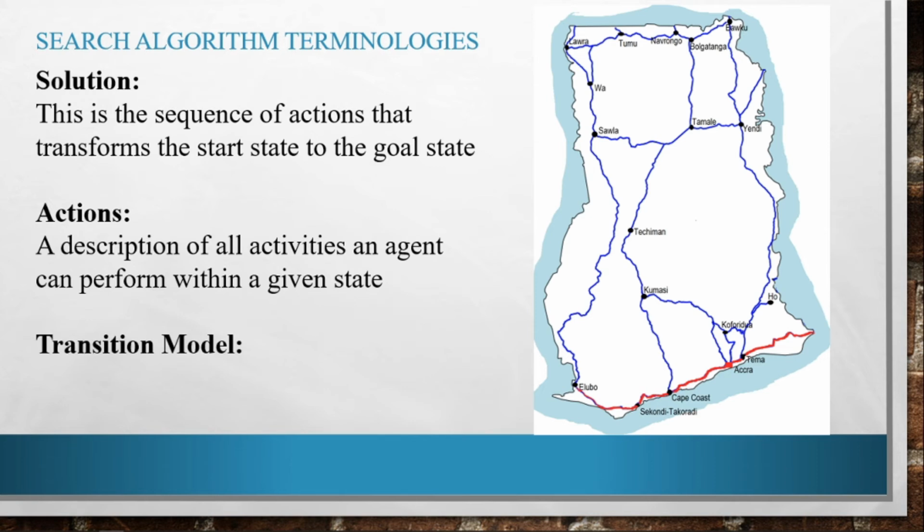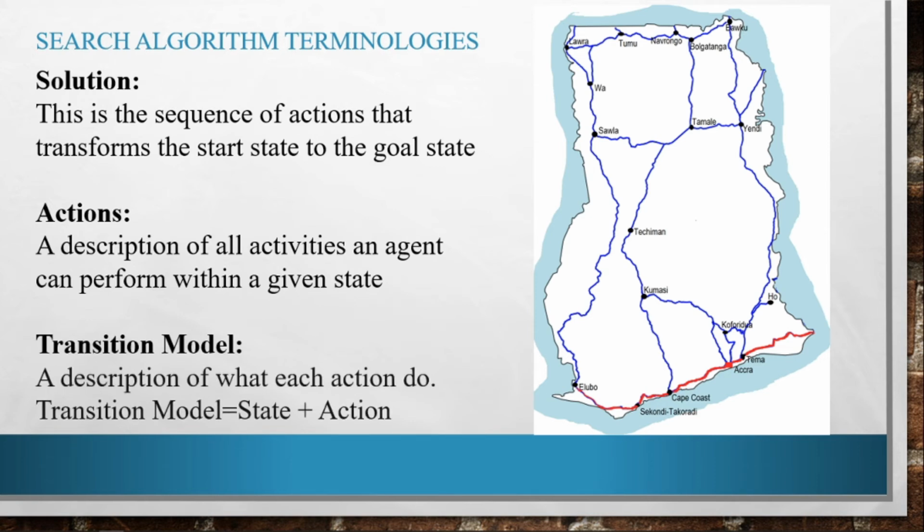And then the last one is the transition model. When we talk of the transition model, it is a description of what each action does. That is the transition model. So over here, he's currently at Navrongo. That is the start state. If he chooses to move to the left, he has performed an action by moving to the left, and then the new state now becomes Tumu.